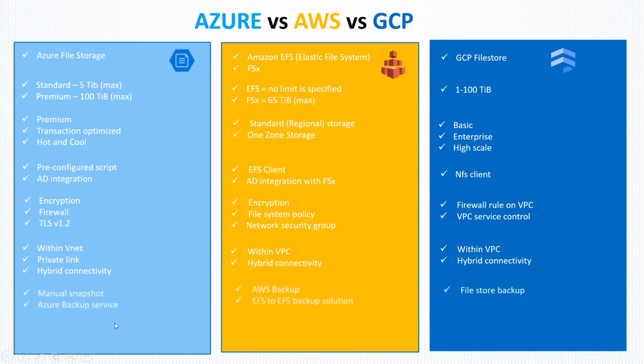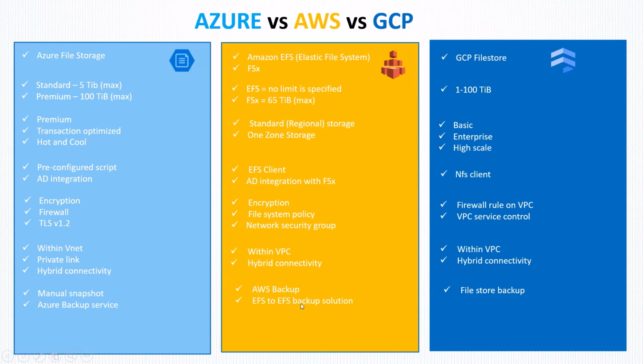Now let's talk about backup. In Azure, for backup they have given the option of a manual snapshot. You can take a manual snapshot for a backup, with a limit of up to 200 snapshots. Azure Backup is a different service which you have to use to take a backup of your file storage.